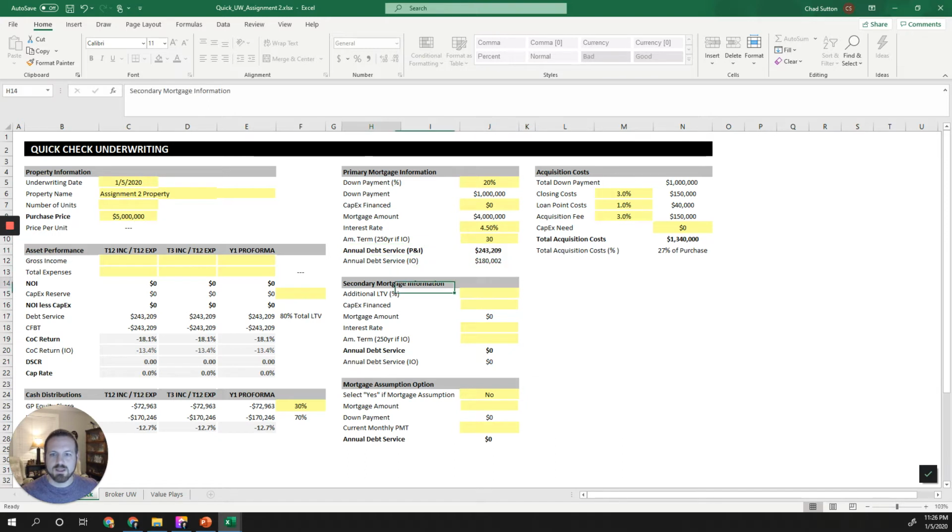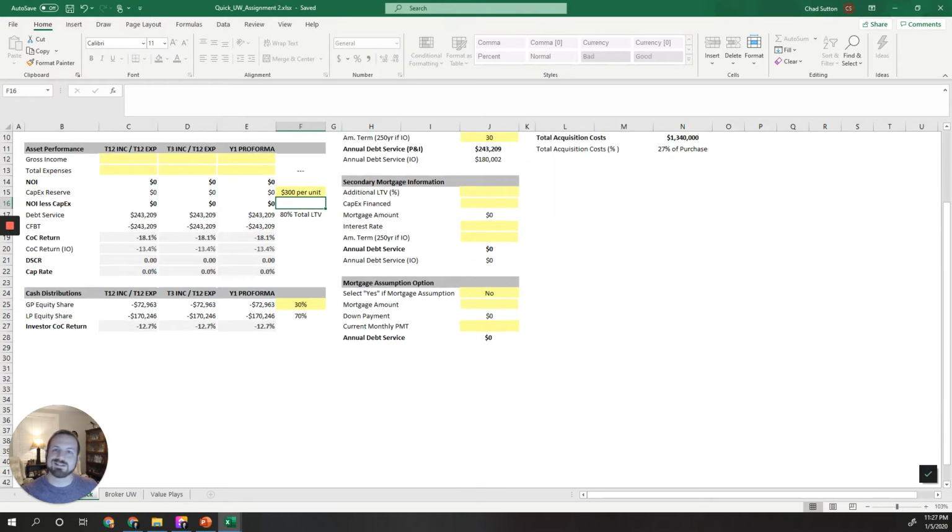So again, we're going to ignore this for now. This is for future topics. Now let's go ahead and put in our $300 CapEx reserve that we talked about. Again, this is the $300 per unit per year that the lender is going to hold back to make sure that you have money to take care of the asset. It's not a lot of money, but it is something that they like to do.